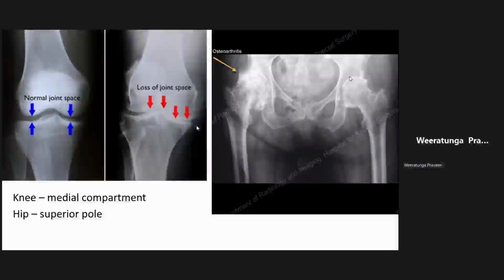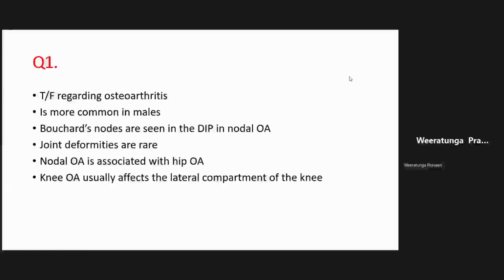And if you take the pathogenesis of osteoarthritis, it is an imbalance between the cartilage breakdown and cartilage reformation mechanisms. That is the general pathogenesis of the disease. So there is an imbalance between the cartilage production and the cartilage breakdown. Knee osteoarthritis usually affects the medial compartment of the knee. It's not the lateral compartment. So this is sort of an introduction to osteoarthritis and the various clinical subtypes.